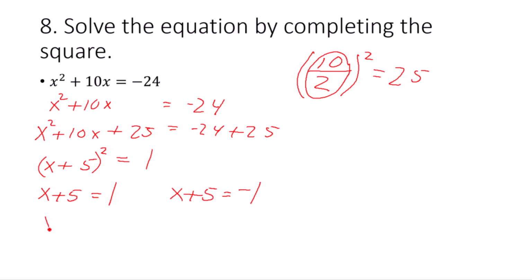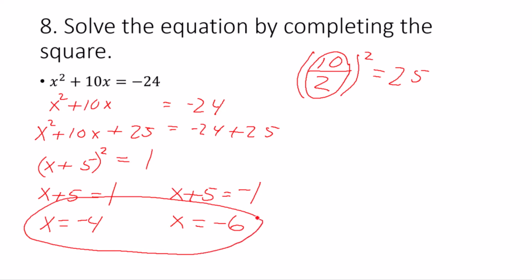Now, solve those. Get a -4 for one solution. And we get a -6 for the other solution. There are two answers. Remember, you should go up here, check out the -4, make sure it works, make sure it gives us -24. Check out the -6, make sure that gives us a -24 as well.